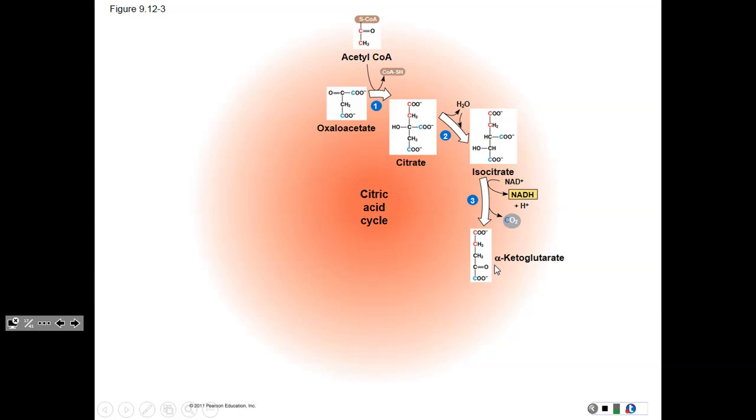Now, alpha-ketoglutarate, it's no slouch. Look at that molecule. It's got nothing to be ashamed of. Be proud if you're alpha-ketoglutarate. That's a respectable molecule. Got a lot of high-energy bonds there. A lot of carbon-to-carbon and carbon-to-hydrogen bonds, right? Still pretty energy-rich.